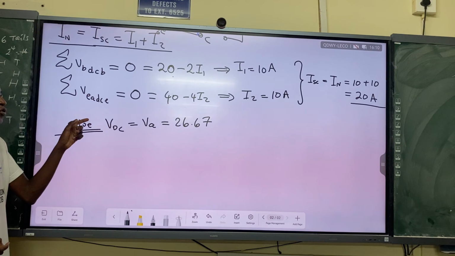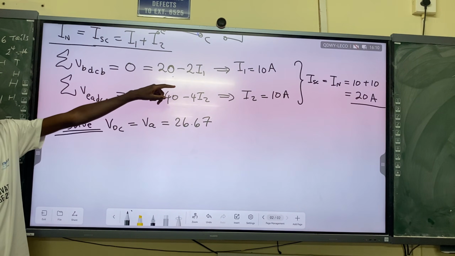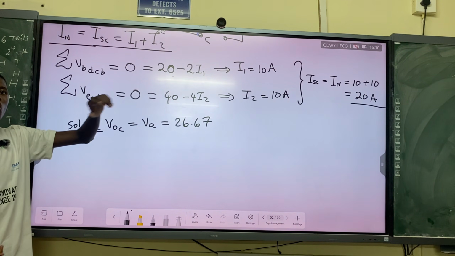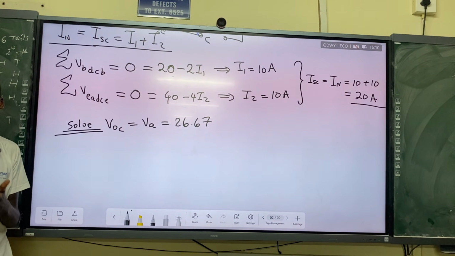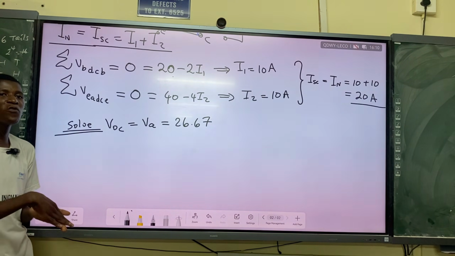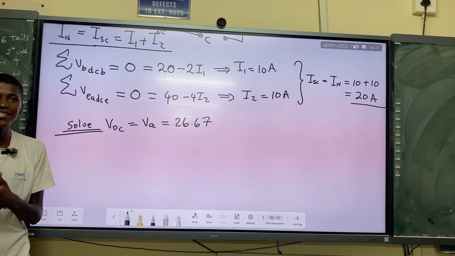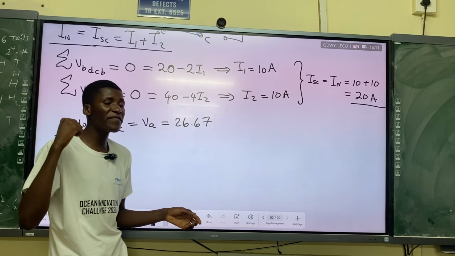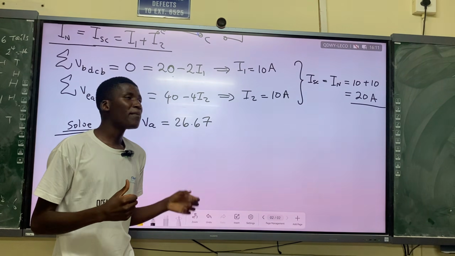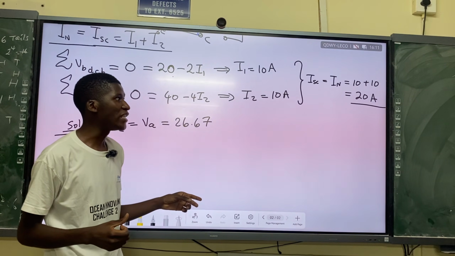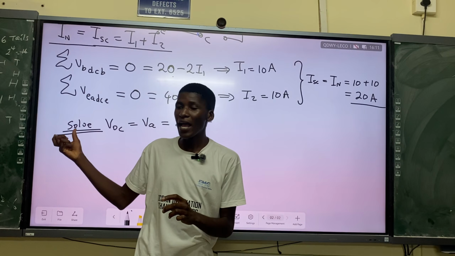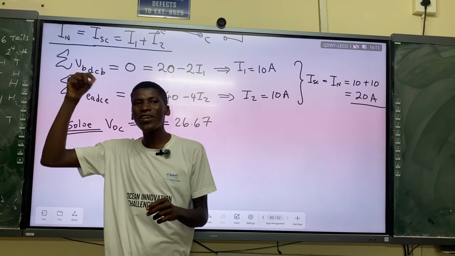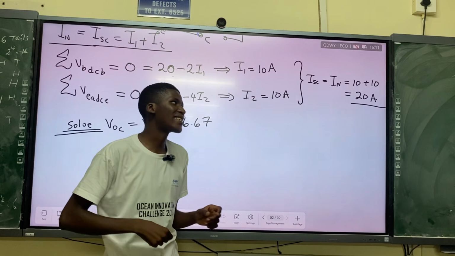So with your VOC, you also have your IN. So when you need to find the Norton's conductance, this time you no longer want the Thevenin's resistance. There we were finding the Thevenin's resistance. How did we find the Thevenin's resistance? We used the ISC and the VOC. But now what do you want? The Norton's conductance.